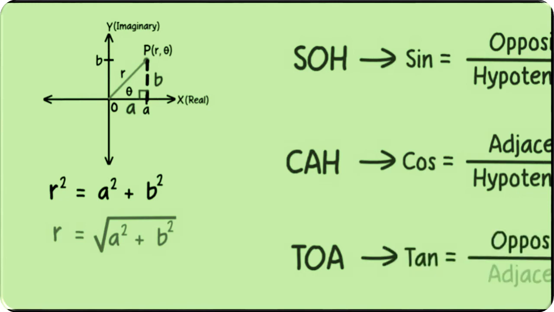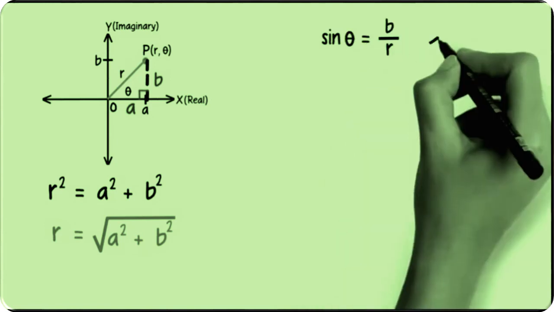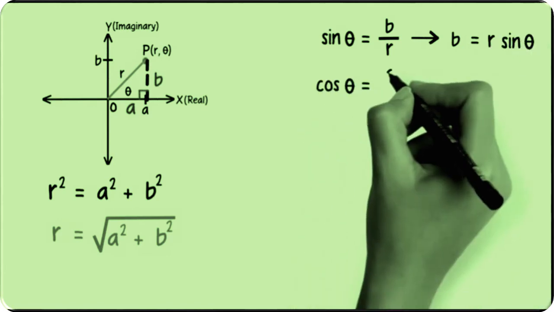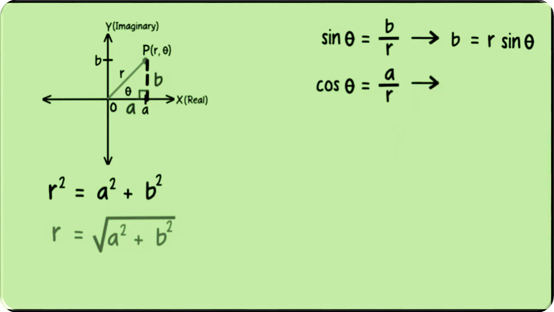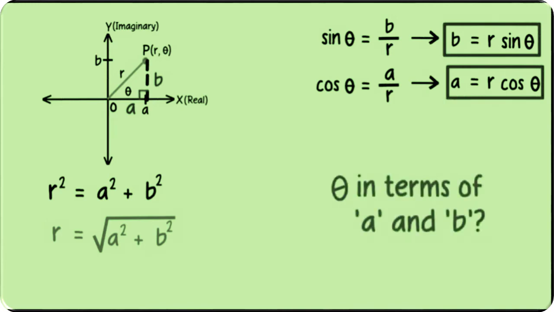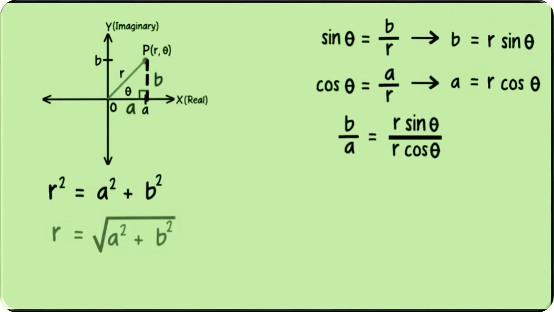and tan is opposite over adjacent. So sine theta can be written as b over r, which gives us the value of b as r sine theta. Cos theta can be written as a over r, which tells us that a is r cos theta. Now we have a and b, but we still don't have theta in terms of a and b. But are these two enough to give us that? Yes. All we need to do is divide b by a. r gets cancelled and we get b over a as sine theta over cosine theta.